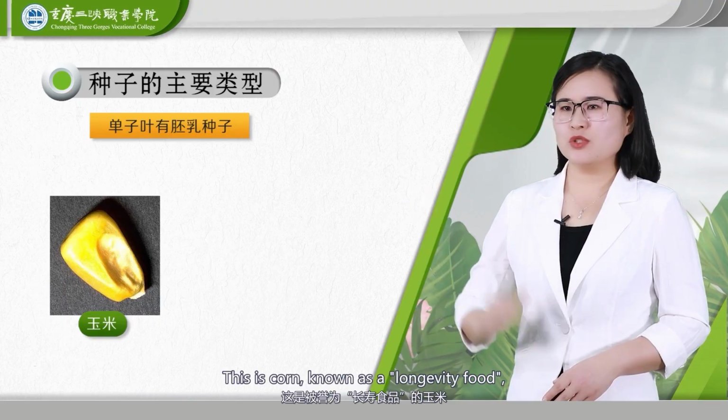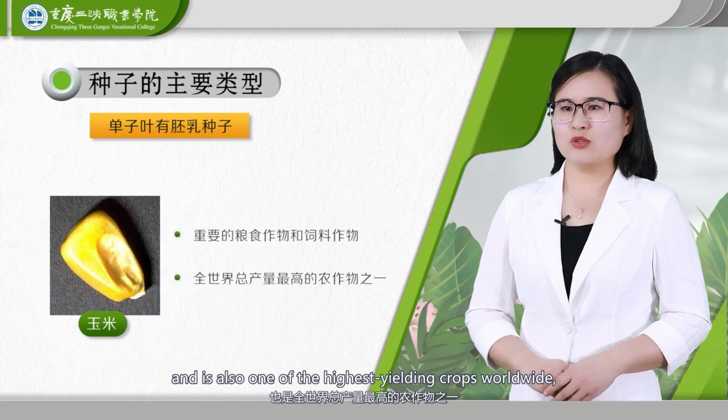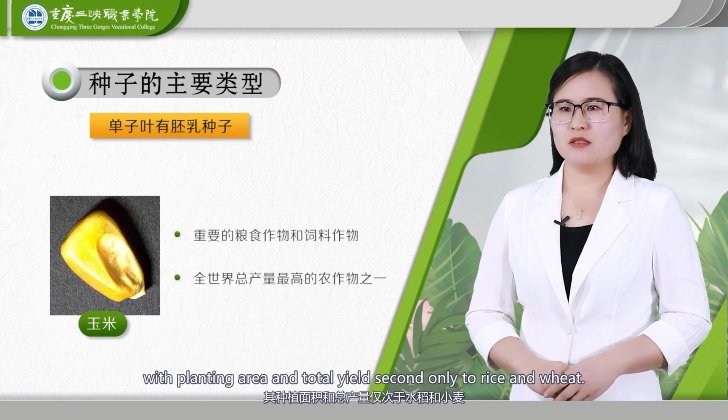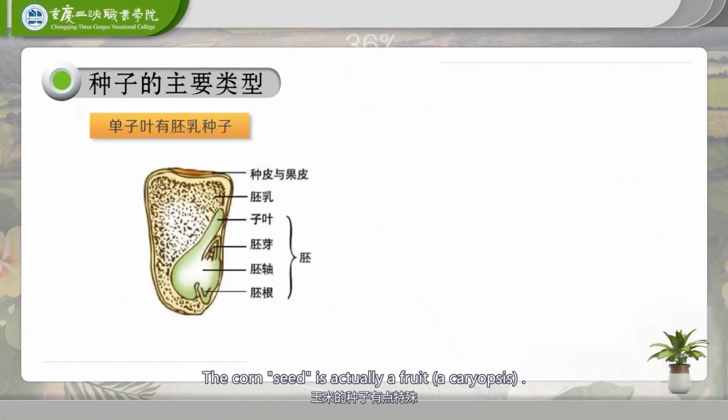This is corn, known as a longevity food, an important food crop and feed crop, and also one of the highest yielding crops worldwide, with planting area and total yield second only to rice and wheat. The corn seed is actually a fruit, a caryopsis.